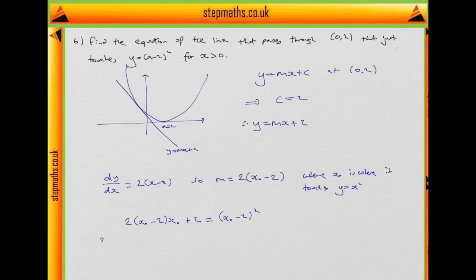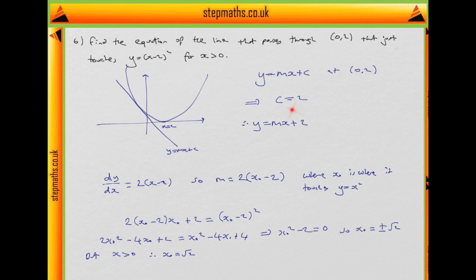Expanding that out, we get 2x naught squared minus 4x naught plus 2 equals x naught squared minus 4x naught plus 4, which tells us that x naught squared minus 2 equals 0, so x naught equals plus or minus root 2. But we know from the question x is strictly greater than 0, therefore x naught equals positive root 2. So we sub this into our gradient, and the gradient is going to be 2 times (root 2 minus 2).